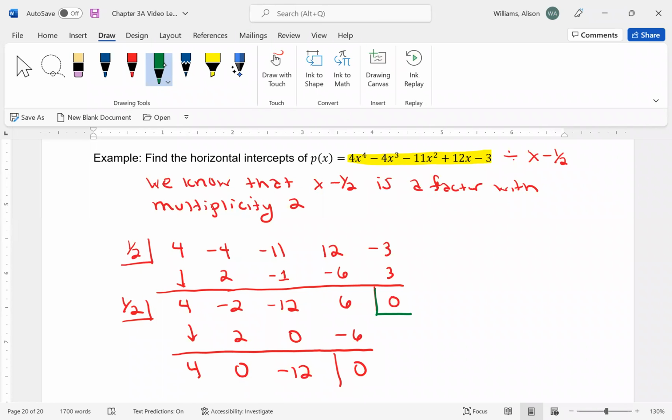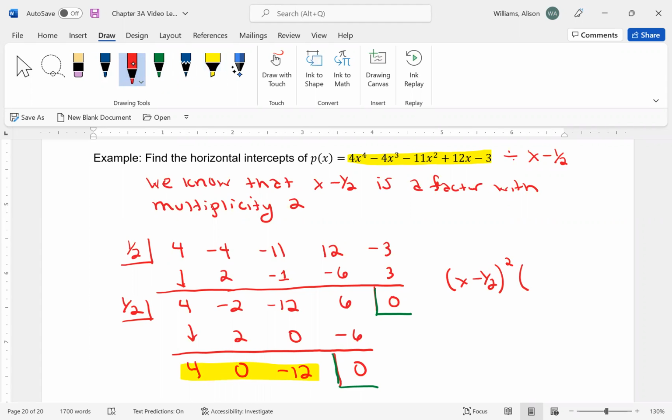Now, if it happened to have a higher multiplicity, I would just keep going if I need to. But I'm going to go ahead and stop here because now I've done the multiplicity of 2. So what I'm left with is, I know that this thing factors into x minus 1/2 squared. And then my answer here, I'm going to write it out.